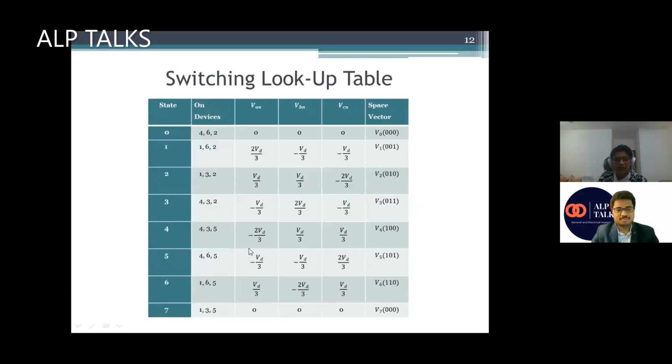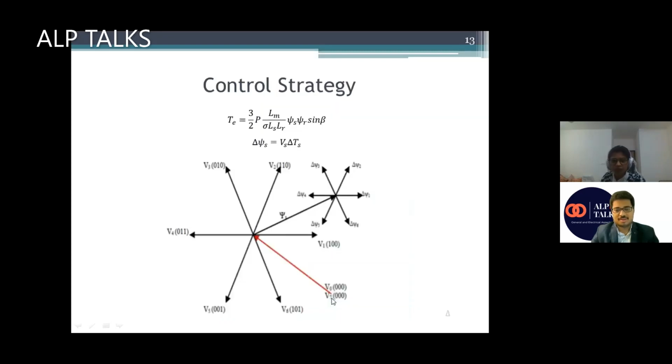So this is the lookup table, that is how I make it and what is the meaning of the values. I explained it for V4. We can make it for V1, V2, V3 and the other vectors also. So this is the control strategy that I am using in DTC.